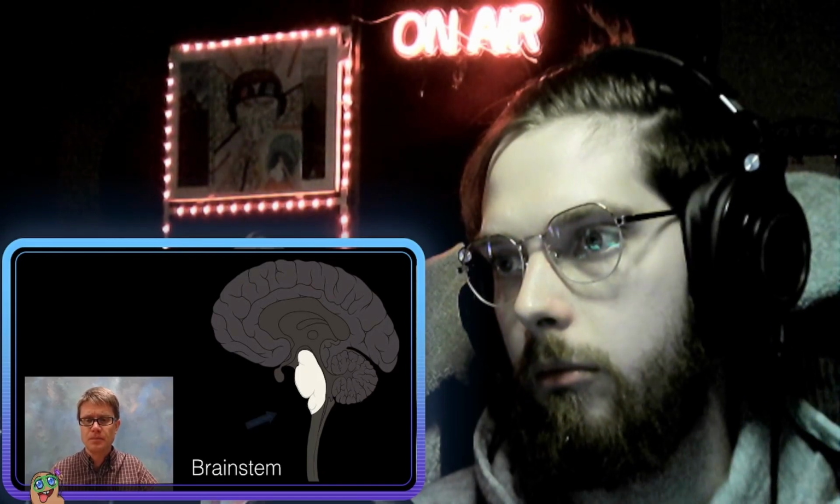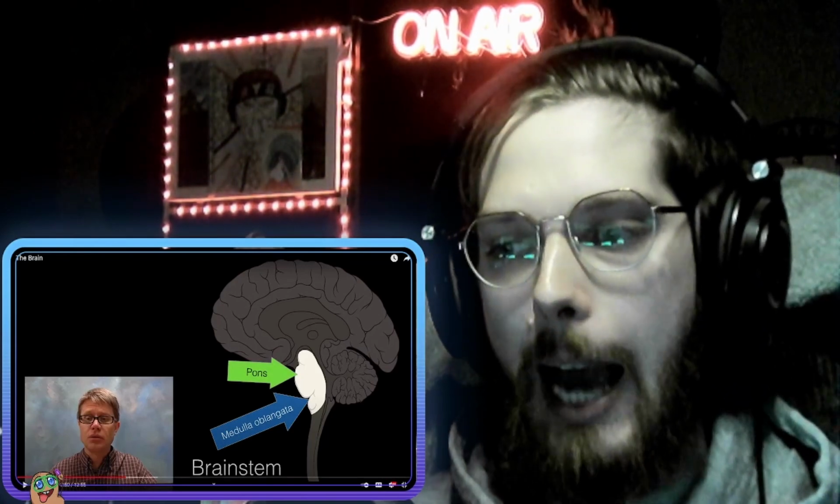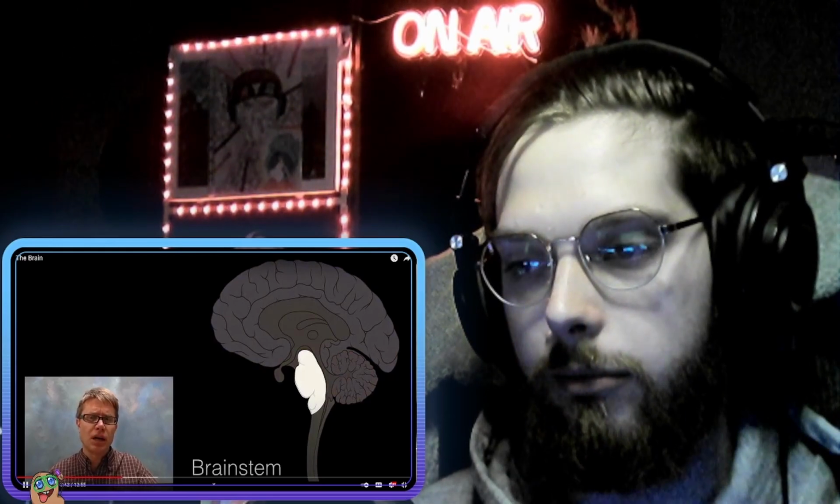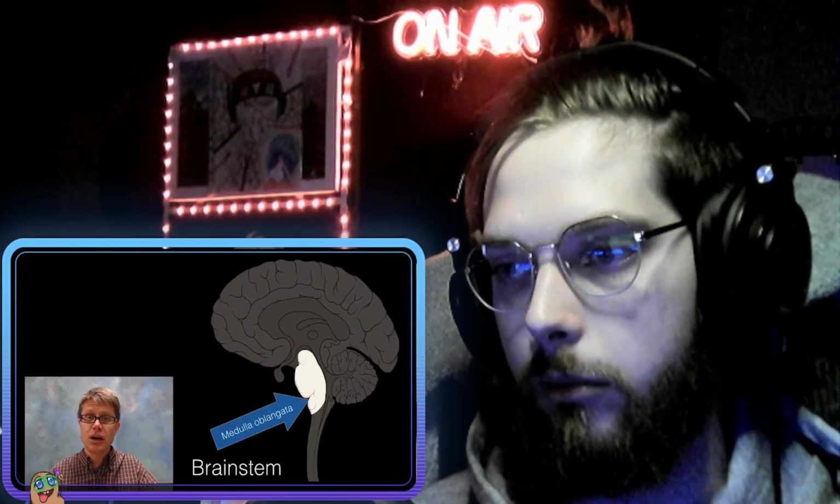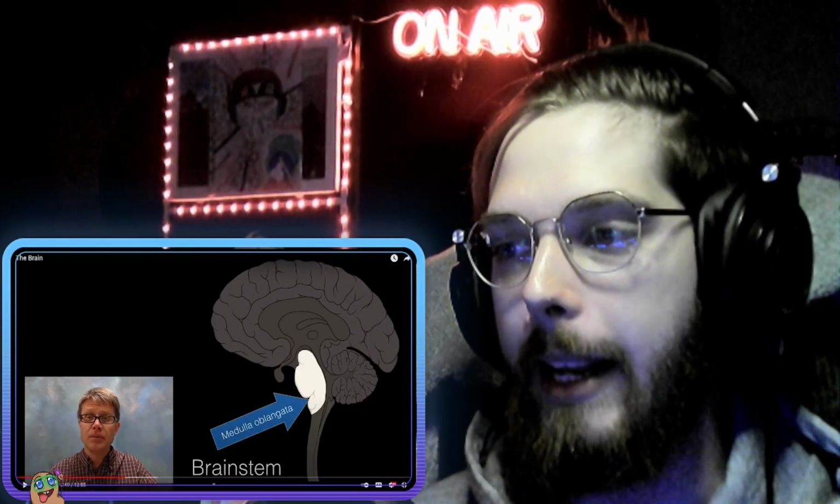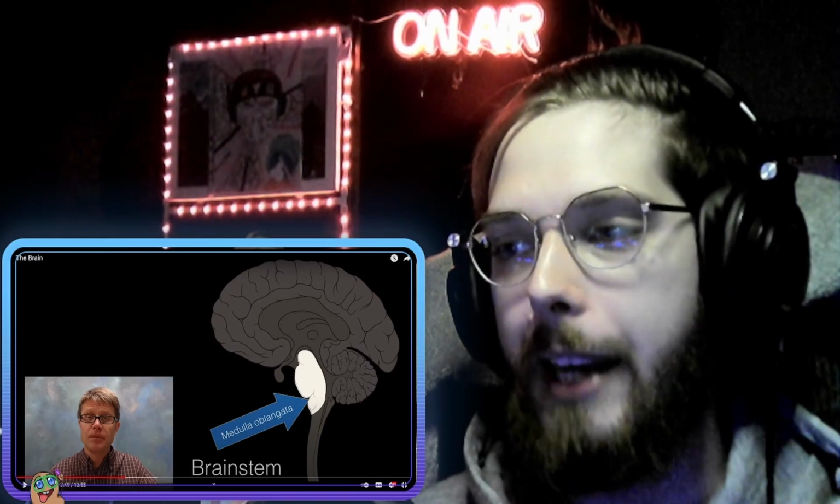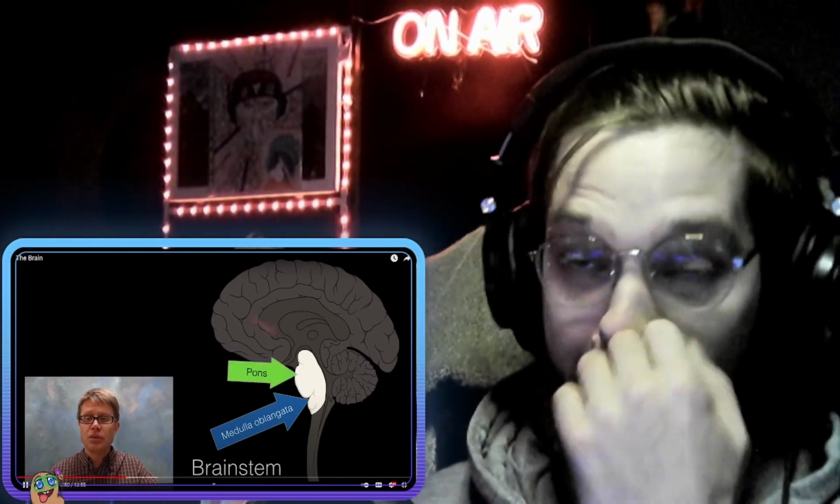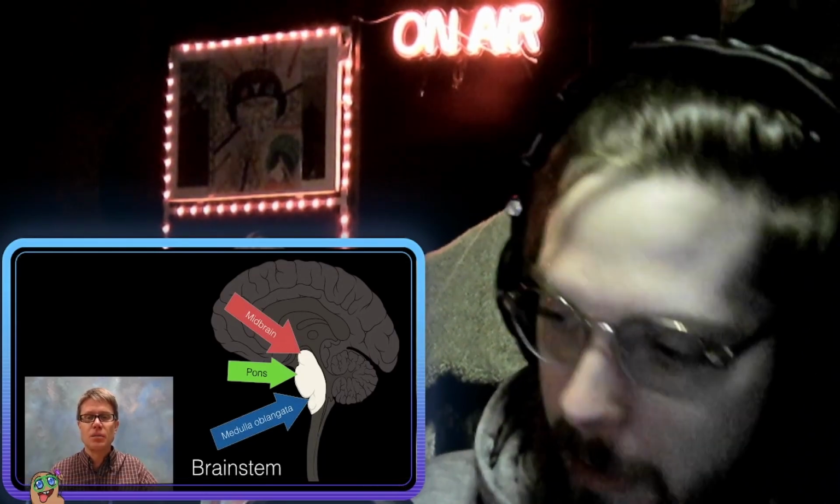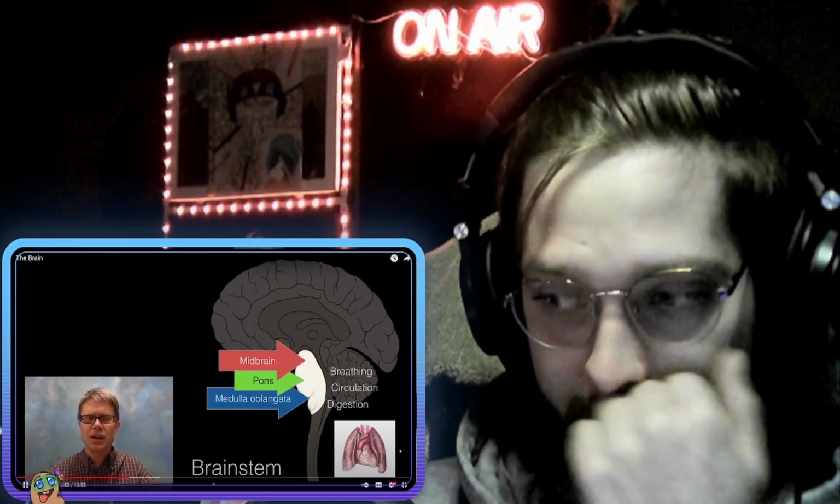And so let's begin with the brain stem. The brain stem is broken down into 3 individual structures. So if we start at the bottom, we've got the medulla oblongata, the pons, and then we finally have the midbrain. So those 3 things, medulla oblongata, pons, and midbrain, are called the brain stem. So that's the structure.